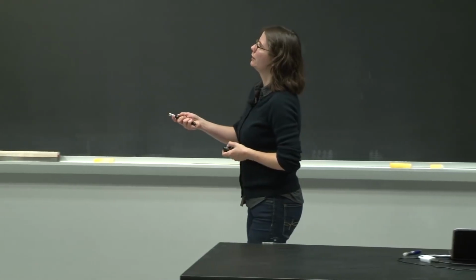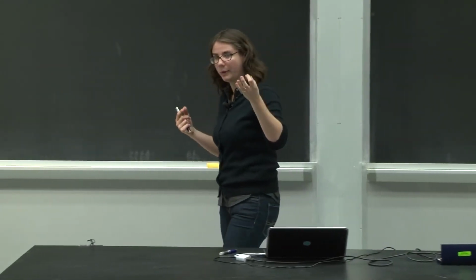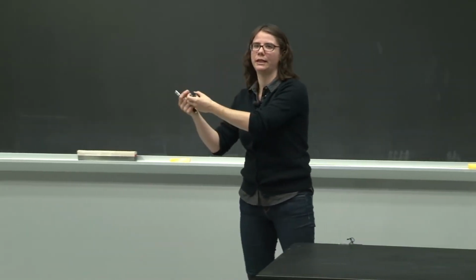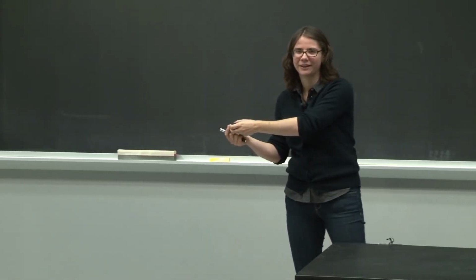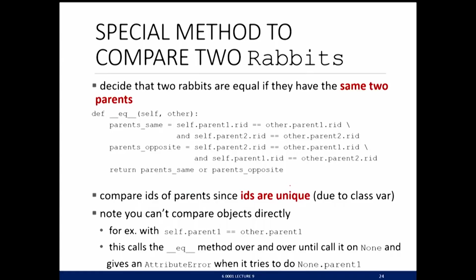The other thing I want to do is to compare two rabbits. So if I want to compare two rabbits, I want to make sure that their parents are the same. So I can compare the first parent of the first rabbit with the first parent of the second rabbit, and the second parent of the first rabbit to the second parent of the second rabbit, or getting the combinations of those two. So that's what these two Booleans are doing. These are going to be Boolean values, either true or false, and I'm going to return either they have the same parents of that type or the same parents crisscrossed.